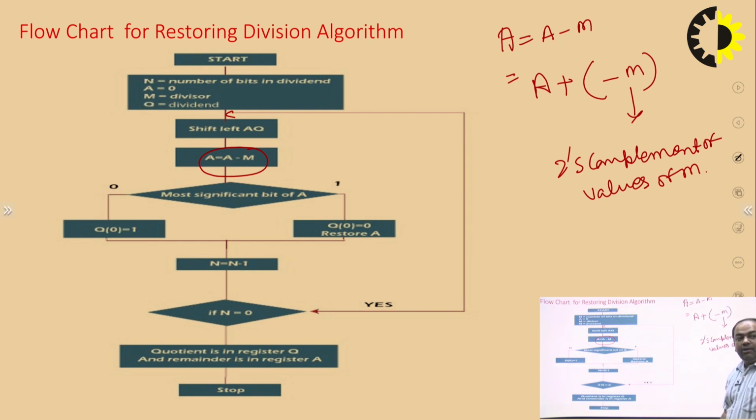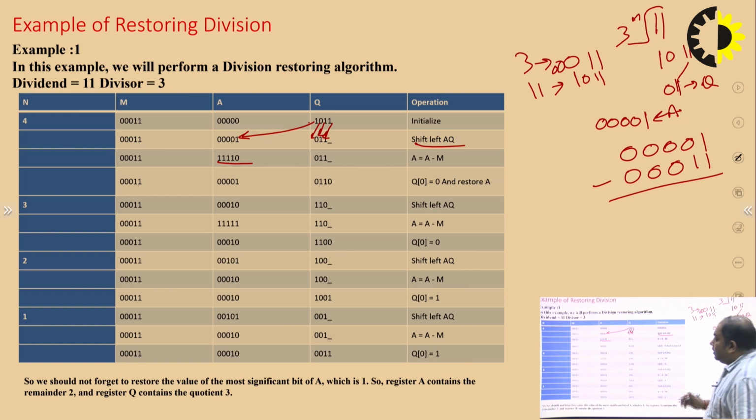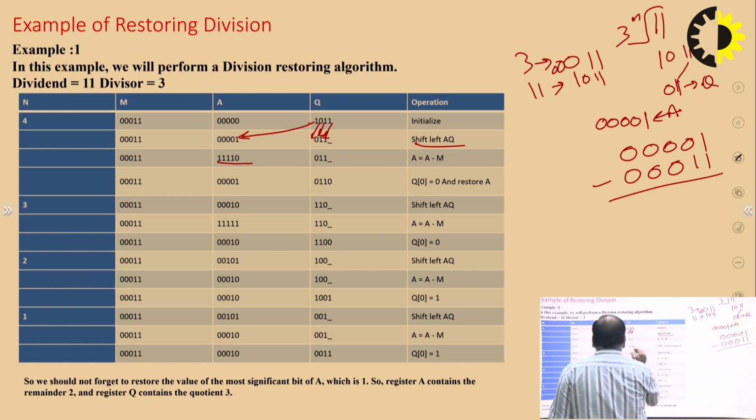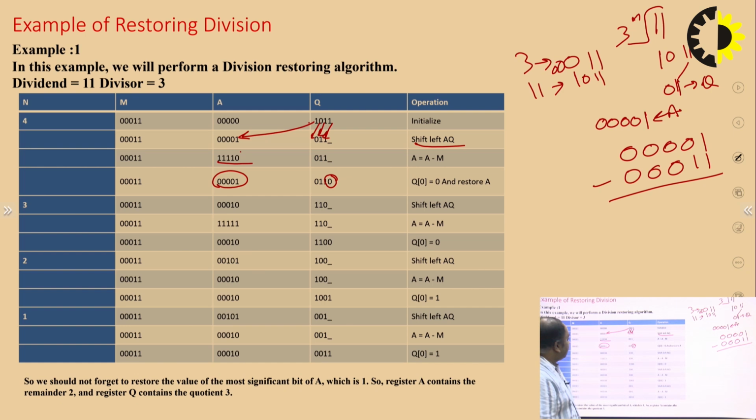We update the value of Q0 with 0, and we also restore the value of A, which is the value before the subtraction. The value before the subtraction is 00001, so we restore it here. This is the completion of our first step.